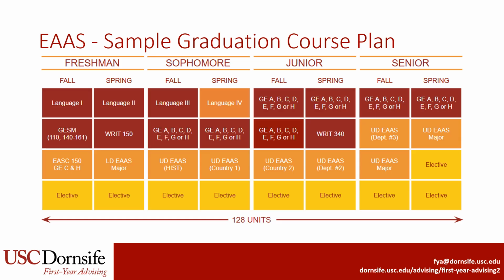The yellow boxes represent degree elective courses. These are courses you will need to complete to reach the 128 unit requirement to graduate from USC, but they do not need to count towards your major or GE requirements. They can go towards a second major, a minor, or be courses that you are simply interested in taking but do not want to apply to a formal program of study.